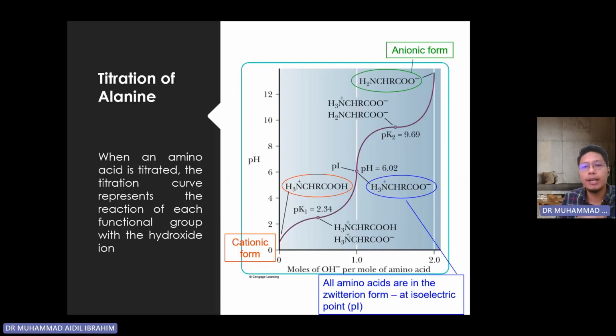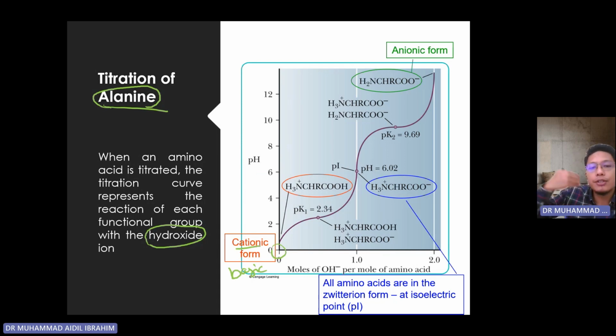Okay, so we further look at the titration curve. For example, this one is alanine, which is one of the amino acids discussed. In this titration curve, alanine is being treated with hydroxide ion, starting from the lowest pH with the lowest hydroxide ion concentration. This is the concentration of hydroxide, and this is the pH. Here it is acidic, so we all know that at the lowest pH, the amino acids are all in cationic form.